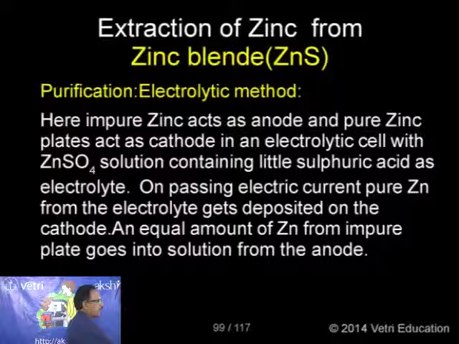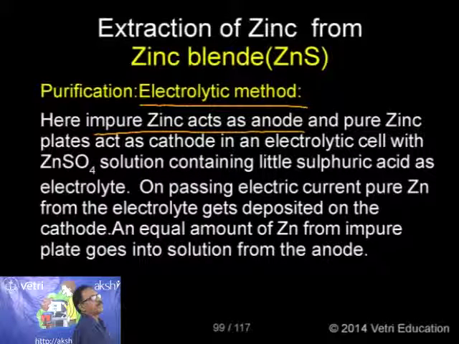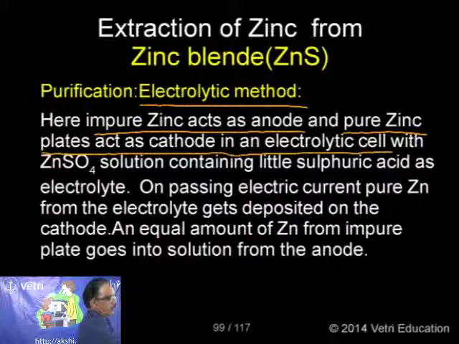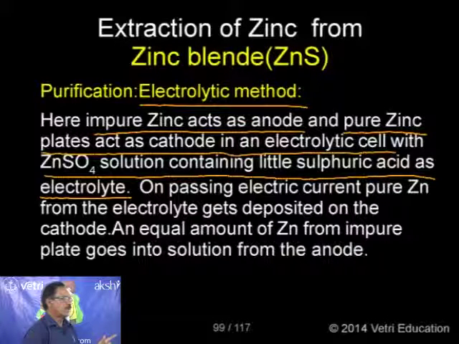The second method is the electrolytic method. We can also purify zinc this way. Let me explain now what is happening in the electrolytic method. Here impure zinc acts as an anode, and pure zinc plates act as a cathode in an electrolytic cell, with zinc sulfate solution containing a little sulfuric acid as the electrolyte. Kindly follow. This is not new, I have already explained many times. A cell has 2 electrodes: impure zinc is the anode and pure zinc is the cathode, and zinc sulfate containing traces of sulfuric acid is the electrolyte.